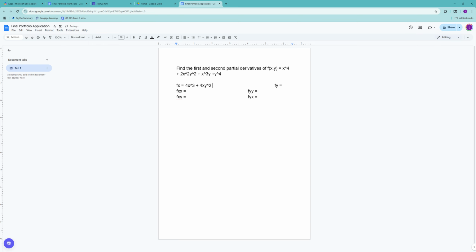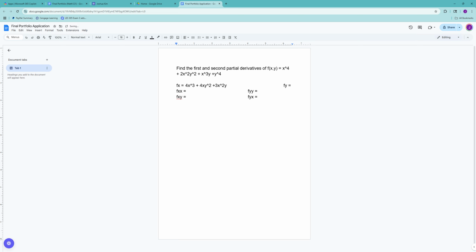And for the next portion, we would add 3x squared, and this is also attached to y, so we have to keep y. And since it is just f of x, we will leave out y to the power of 4, and our answer for f of x would be 4x cubed plus 4xy squared plus 3x squared times y.